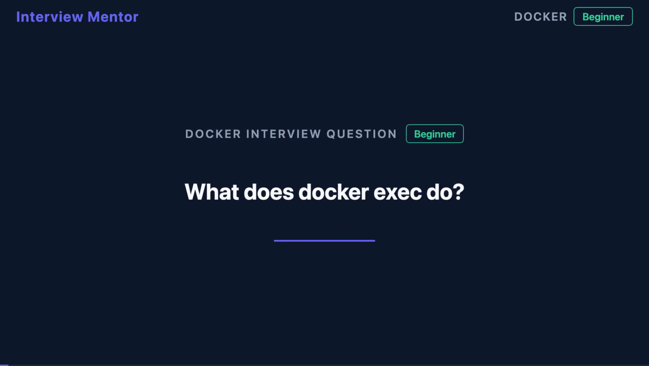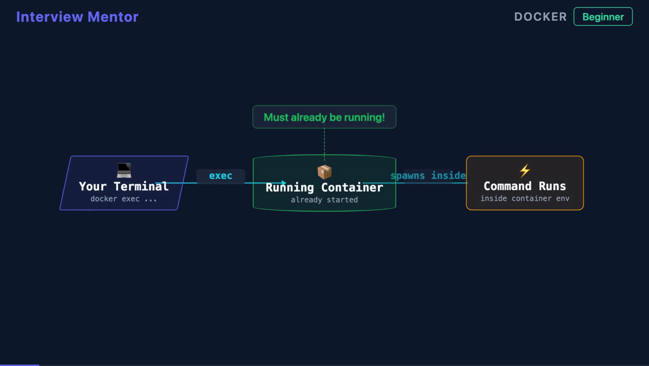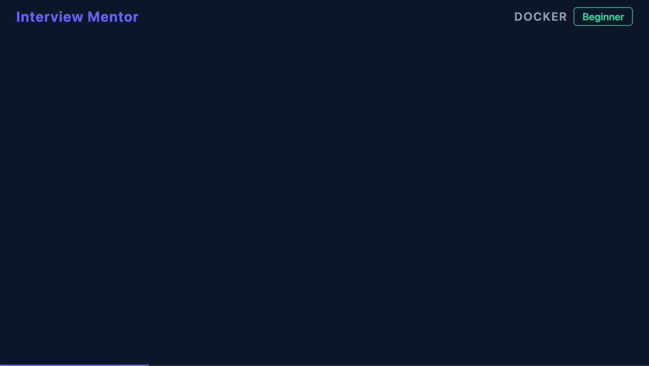Have you ever needed to jump inside a running Docker container and poke around? Docker exec lets you run a command inside a container that is already running. The keyword is already. The container needs to be up and active before exec will work. It does not start a new container. It reaches into an existing one and executes your command right there inside that container's environment.